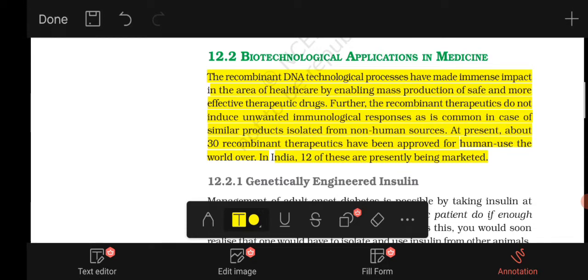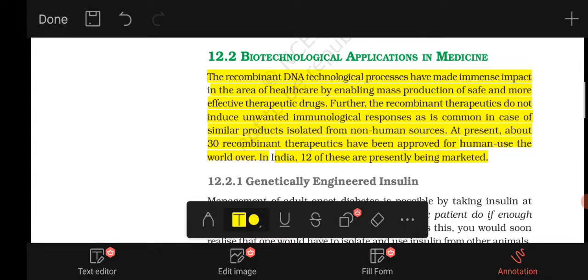First point: recombinant DNA technologies have made immense impact in the area of healthcare by mass production of safe and more effective therapeutic drugs like vaccines and all. Then in the second point, it says that recombinant therapeutics do not induce unwanted immunological responses, as is common in case of those isolated from non-human sources. If certain chemicals or hormones are isolated from non-human sources, then they might induce some immunological responses and might cause allergies. But recombinant DNA therapeutics do not induce unwanted immunological responses. And at present, 30 recombinant therapeutics have been approved for human use all over the world, and in India, only 12 of these approved recombinant therapeutics are presently being marketed. So these 4 points are very important.